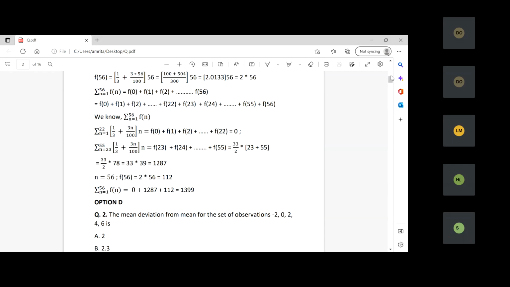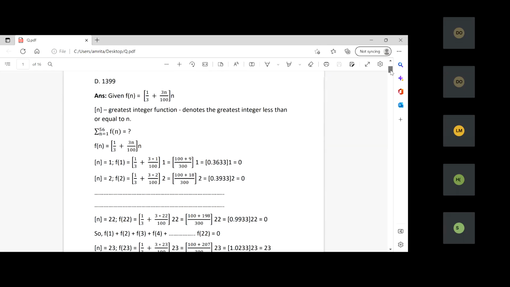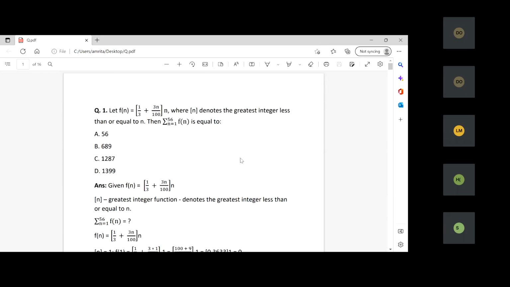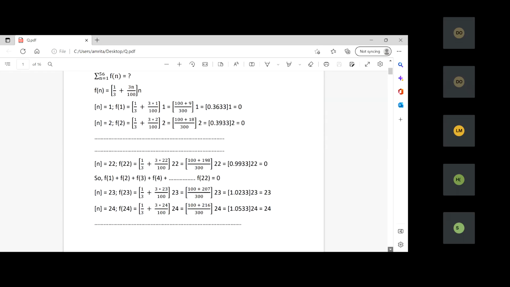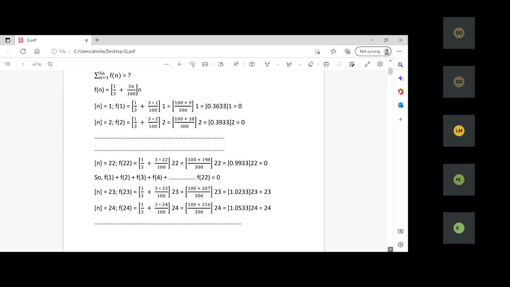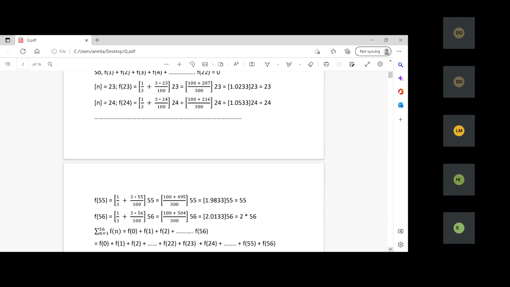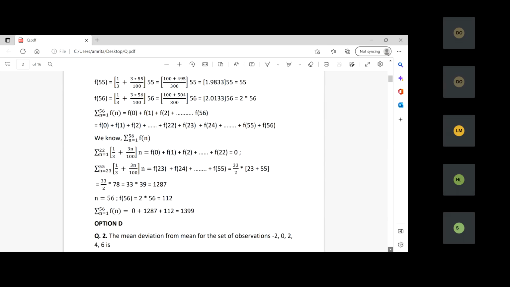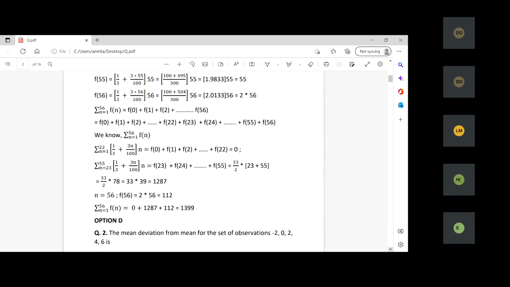So here the correct answer for this question is 1399, and it's option D. So just go through the question once again, how we have solved it. F of n is given and they have given n as the greatest integer function. So we need to get the value in the range. So substituting for the values n equal to 1 to 56, which is given in the question, up to 22 the value will be 0. From there up to 55, the value will be the corresponding numbers themselves, the value of n itself. Now, when it comes to 56, it's 2 into 56. So just simply add it using basic mathematics and you have the answer here.